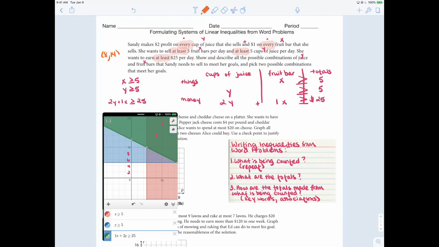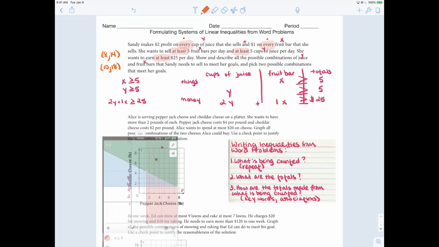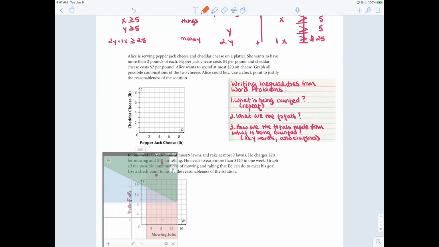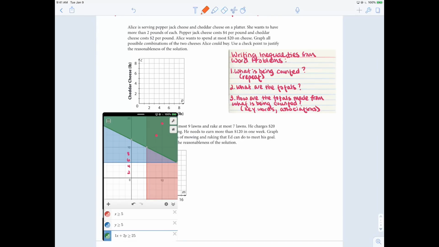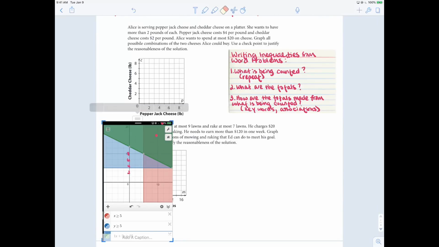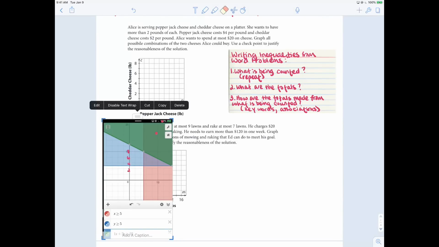8 and 14 is a solution, and so is 10 and 18. These 2 points are solutions, and we can show and describe all of them by graphing and noting the intersection of the shaded areas. If we move this graph down a bit, at least in this part, erase these.